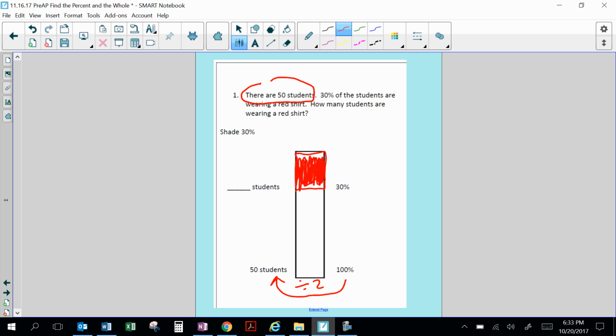Divide by 2. Another way to say that is times it by the reciprocal of 1/2. 30 divided by 2 is 15 students. To check your work, 15 out of 50 students wore red, times 2 times 2, which is 30%.